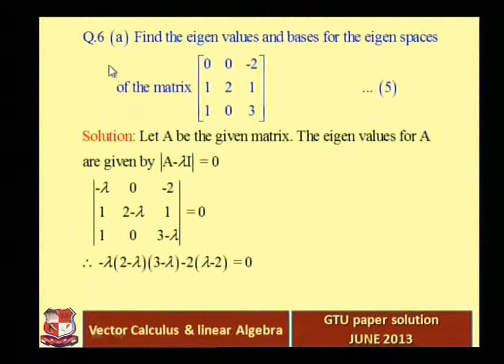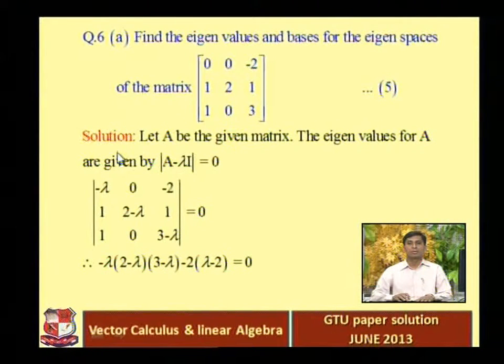So next question 6a. Find the eigenvalues and the basis for the eigenspace of the matrix. Here we have a 3 cross 3 matrix and we have to find the eigenvalues and basis for the eigenspace, so basically we have to find eigenvectors. The matrix is (0, 0, -2), (1, 2, 1), (1, 0, 3). This question was asking 5 marks.